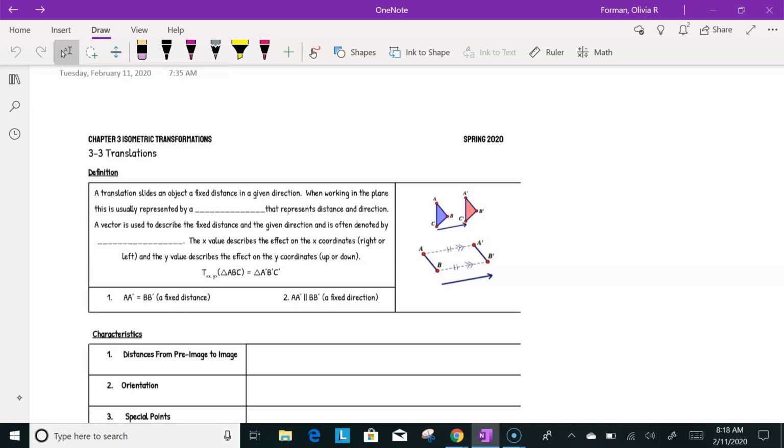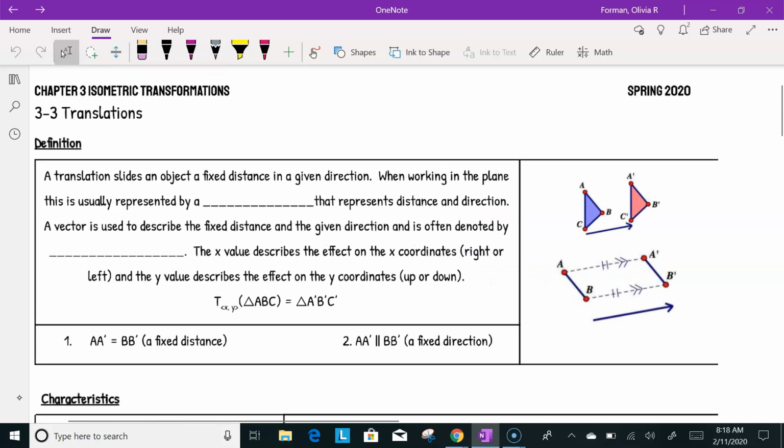So, translations are what we are looking at, and the definition of a translation. It says a translation slides an object a fixed distance in a given direction. When working in the plane, this is going to be represented by a vector, which comes across as an arrow. So you can see over here this little arrow, that's a vector.